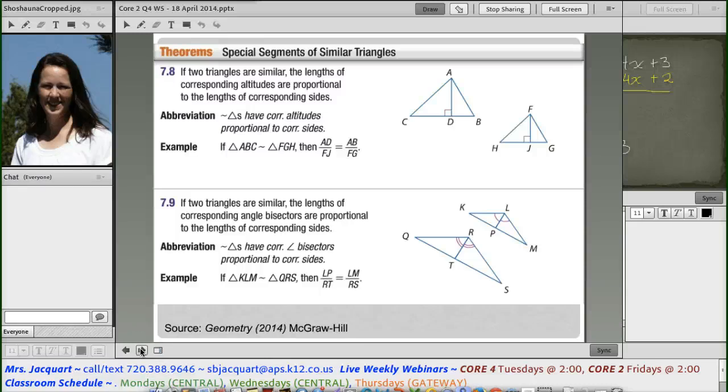Let's just go ahead and highlight them with colors because I think sometimes that's helpful. Over here we're saying AD and FG will be our fractions, and they will be equal to AB and FG. They have to be similar triangles though. And then looking down at the bottom one, we're saying LP and RT, and then their equal sides will be LM and RS. Okay, but everything has to be similar. They have to be similar triangles.